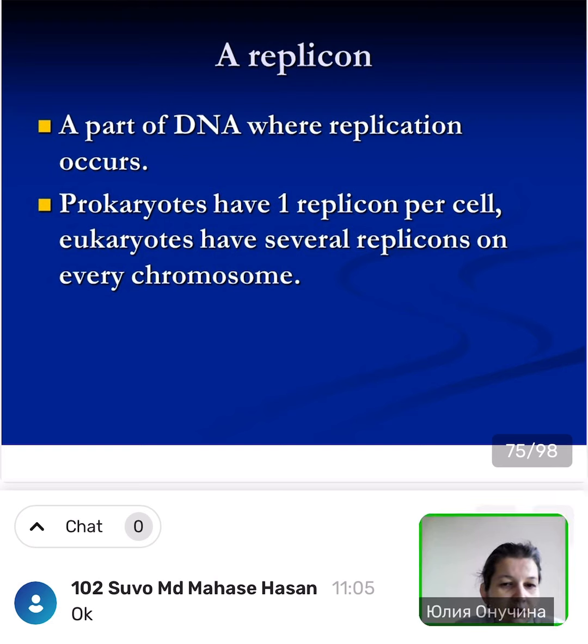What is a replicon? This is a part of DNA where replication occurs. In bacterial prokaryotic cells, it will be one replicon. For eukaryotic cells, it may be a lot of places for replication. All DNA must be replicated, but not at one time. So there will be a lot of replicons at one time, but it will take several times for replication.